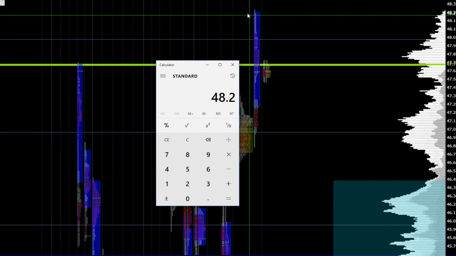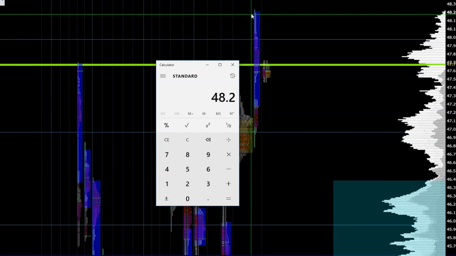48.20. Notice where the high of the day was. Now, is that a coincidence? No, it's not a coincidence. It is actually the expected behavior. Could we exceed that? Absolutely.